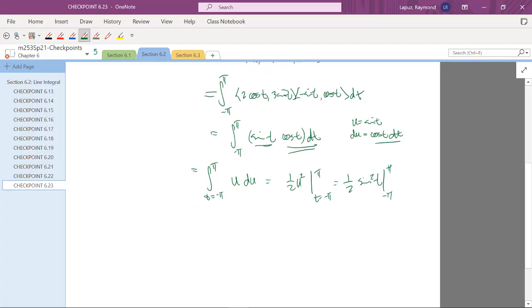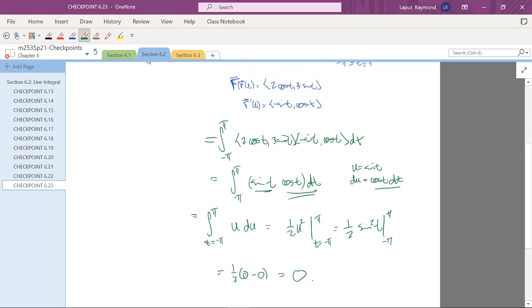All right. Sine of pi is 0. And the sine of negative pi is also 0. So this looks like it has no work total.